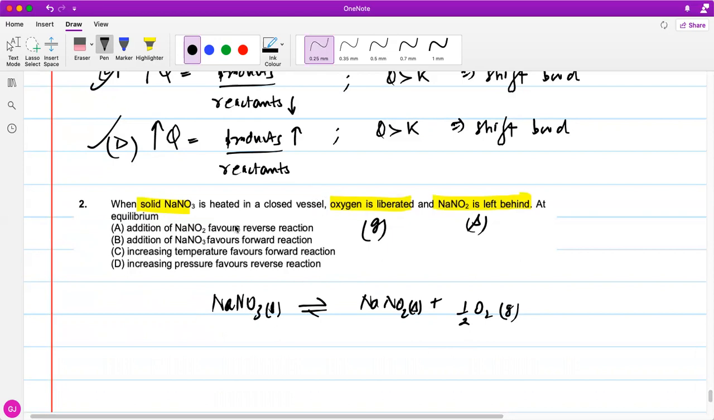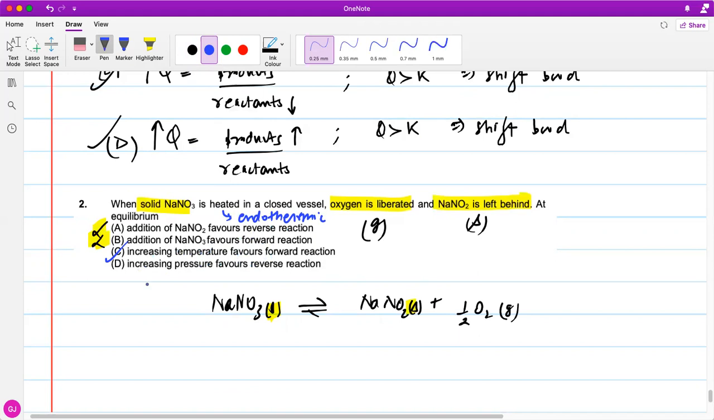Now, adding or removing solid species is not going to help our equilibrium shift, right? These are solid, so they remain as they are. What about increasing the temperature? Here again, you get the hint that it is heated. This means it's an endothermic reaction. So increasing temperature would favor the forward reaction, right? It will increase the value of K and shift the equilibrium in the forward direction.